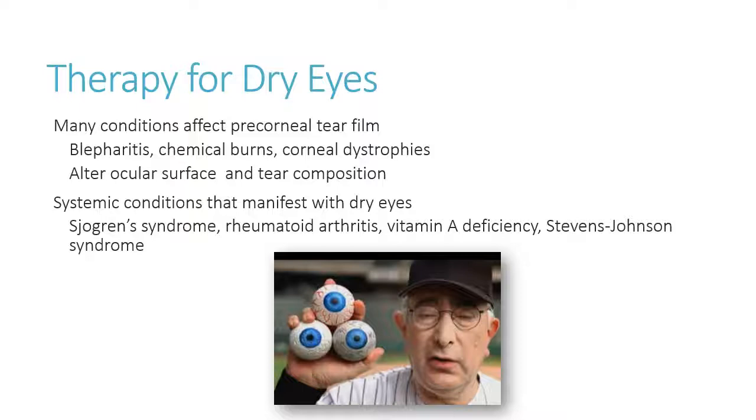But there are a lot of reasons why you can have this precorneal tear film being interrupted. It can be things like blepharitis. You can have chemical burns. We'll often see patients, we get calls to the poison center, where patients get chemicals in the eyes. It can lead to a prolonged period of dry eye afterwards. Anything that's going to alter the ocular surface or the actual tear composition can affect this, right? And again, as I mentioned, there are lots of systemic conditions that can cause dry eyes, for instance rheumatoid arthritis, vitamin A deficiency, etc.